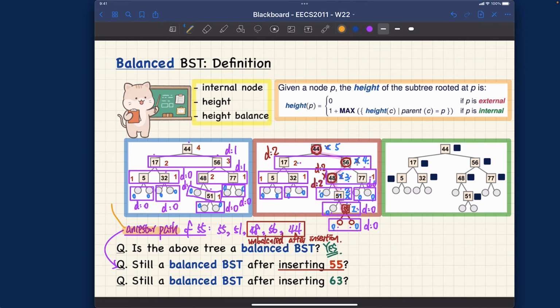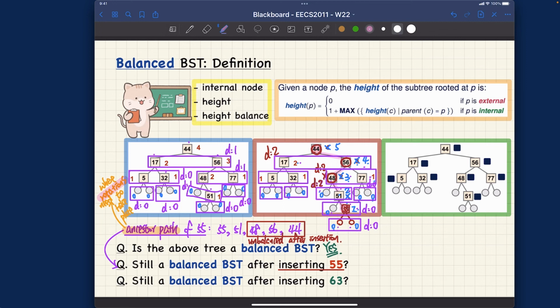So the ancestor path is really where rotations need to take place. And for now, you don't need to know about what rotation is. It will be covered a little bit later.